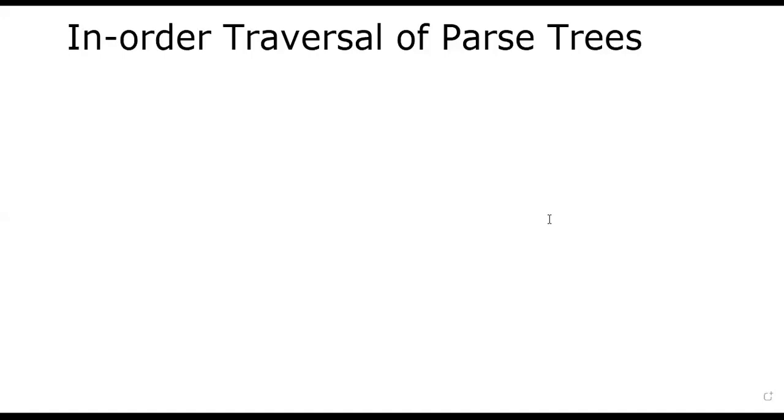Hello, welcome back. In this segment, I will elaborate more on the in-order traversal of parse trees. Let us consider a simple example. Let's say you are given a parse tree like this. An AND operator here. You have a left subtree made of only one child, say P, and then a right subtree made of just Q. This expression is nothing but P and Q.